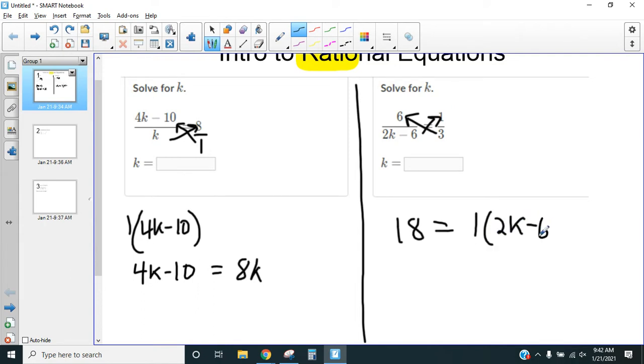I didn't really pick the best ones here, but normally if this was a number other than 1, we'd have to distribute. So I hope I don't confuse you there. That's why I'm writing it out this way. All right, so this is 18 equals 2k minus 6. Now we have to solve the equations, right? We have to get everything that's a variable on one side, everything that's a number on the other side.